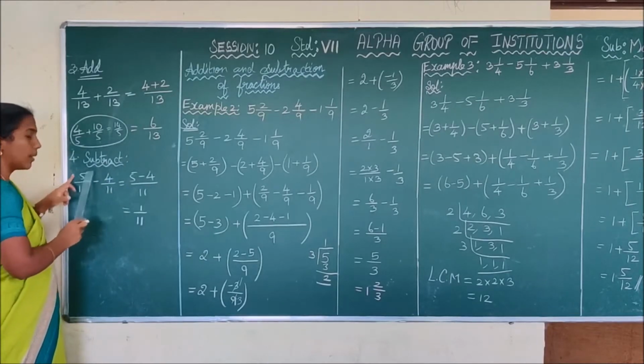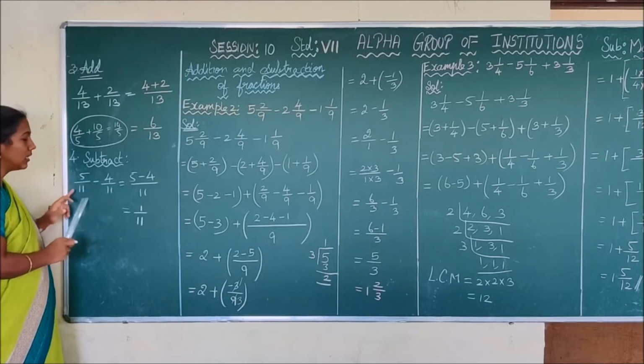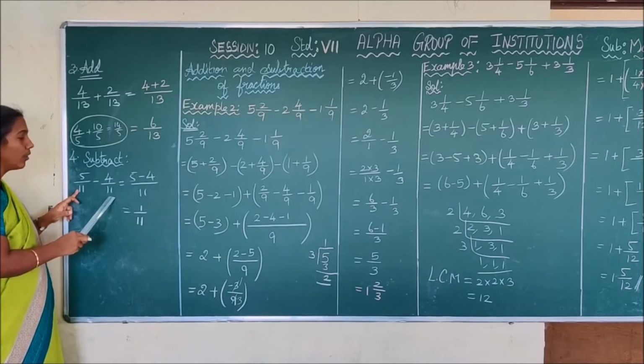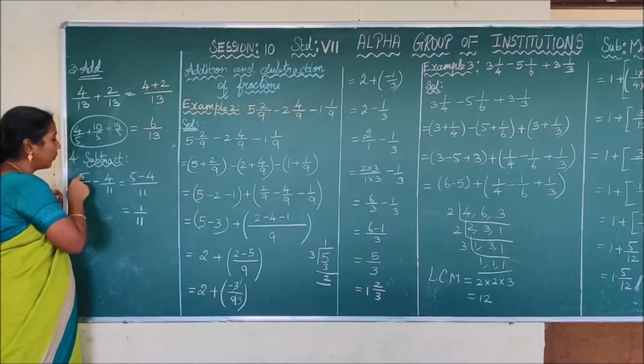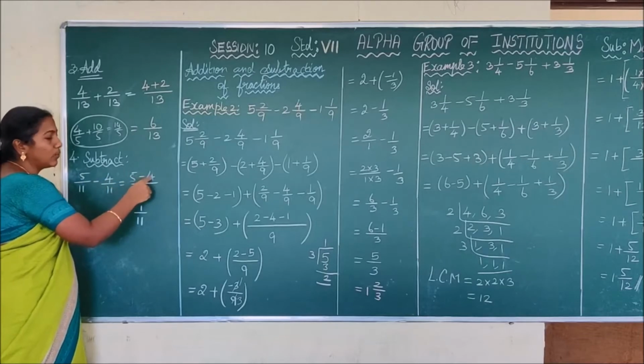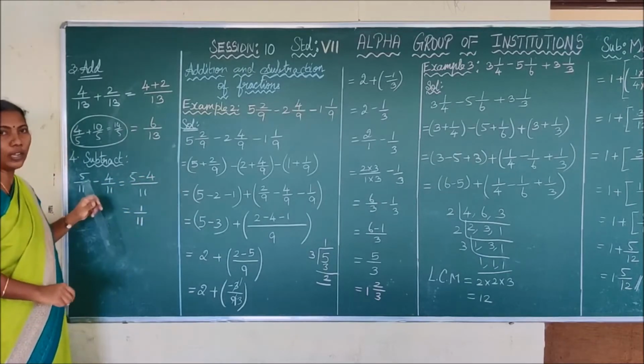See the next one, subtract. 5 by 11 minus 4 by 11. See, the denominators are the same. So you can easily subtract the numerators. So you have to subtract 5 minus 4. 5 minus 4, what is your answer? 1 by 11. You have to write the denominator only one time.